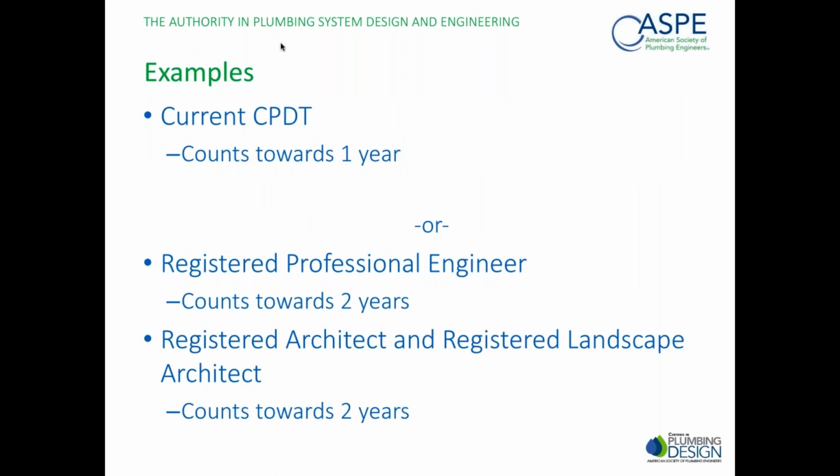You may also use professional designations towards your eligibility status. If you're a current CPDT, you may count that towards 1 year. The other option is, if you're a current professional engineer, a registered architect, or a registered landscape architect, you can count that towards 2 years of experience.